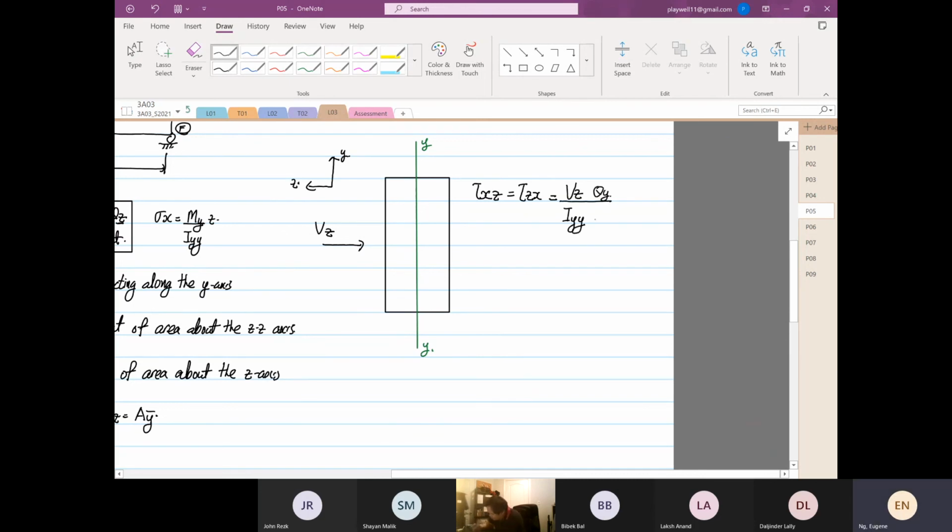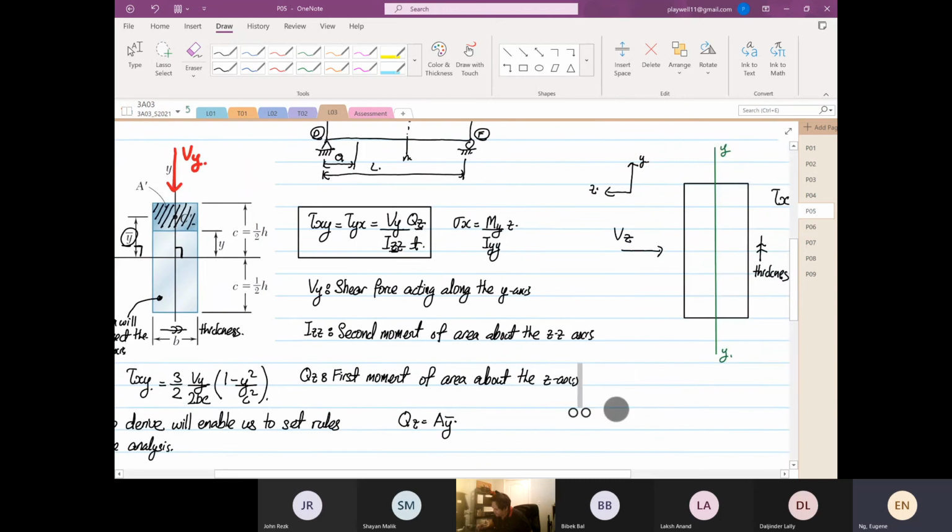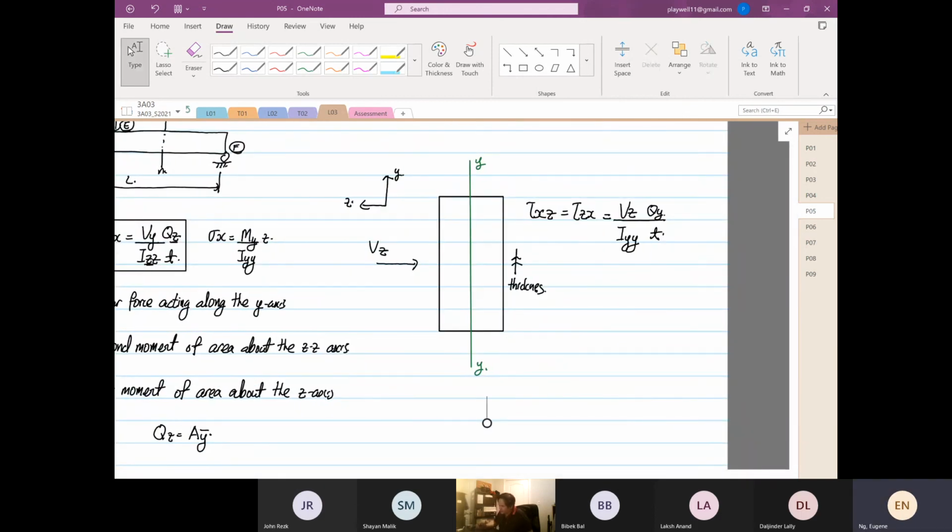Qy multiplied by t. Now, some of you will say, Eugene, so what is thickness? Okay. So this direction parallel to the YY axis, this is called the thickness. Okay. So over here, same thing. Over here, this direction, this is called our thickness. Okay. Now, the next one is, Eugene, what is Qy? Yes or no?